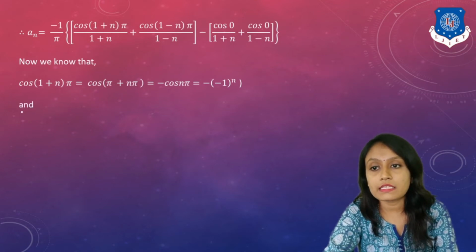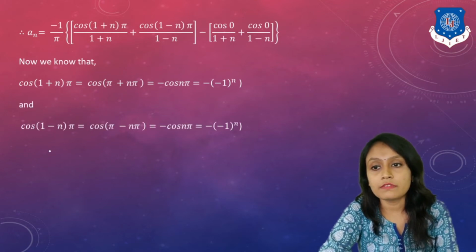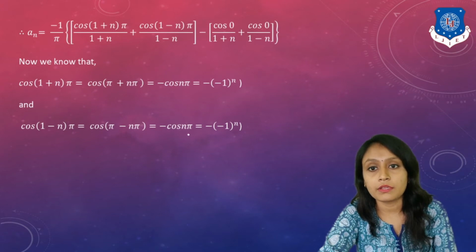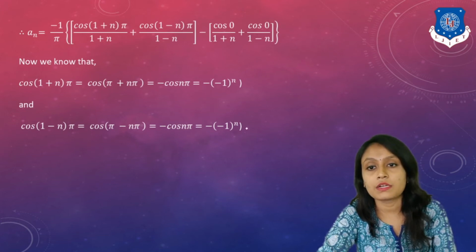Next, we'll solve cos (1 minus n)pi. Multiply pi, so here you will get cos (pi minus n pi). Now pi minus n pi means second quadrant, so you will get minus cos n pi, because in the second quadrant cos is negative, right? Again, the value of cos n pi is minus 1 raised to n. And we know the value of cos 0 is 1. So just substitute all the values.